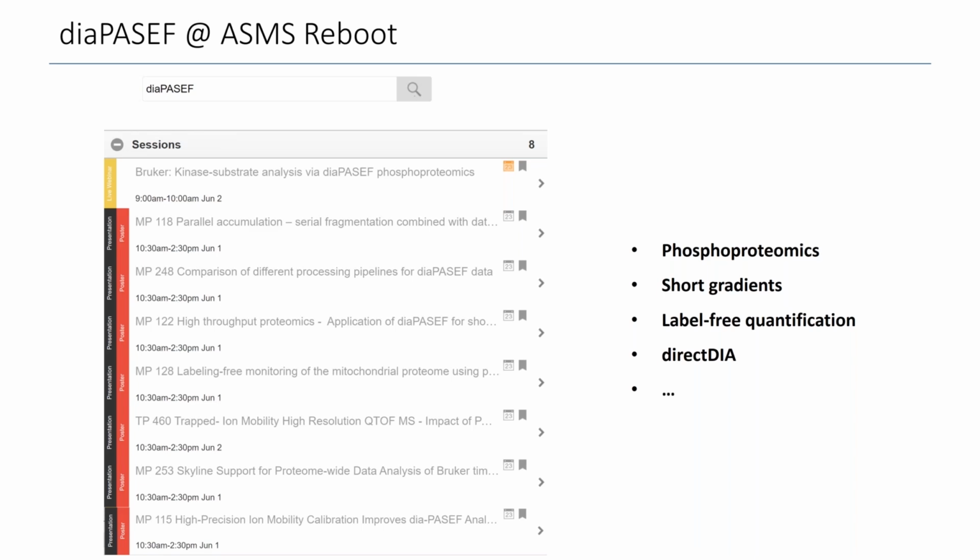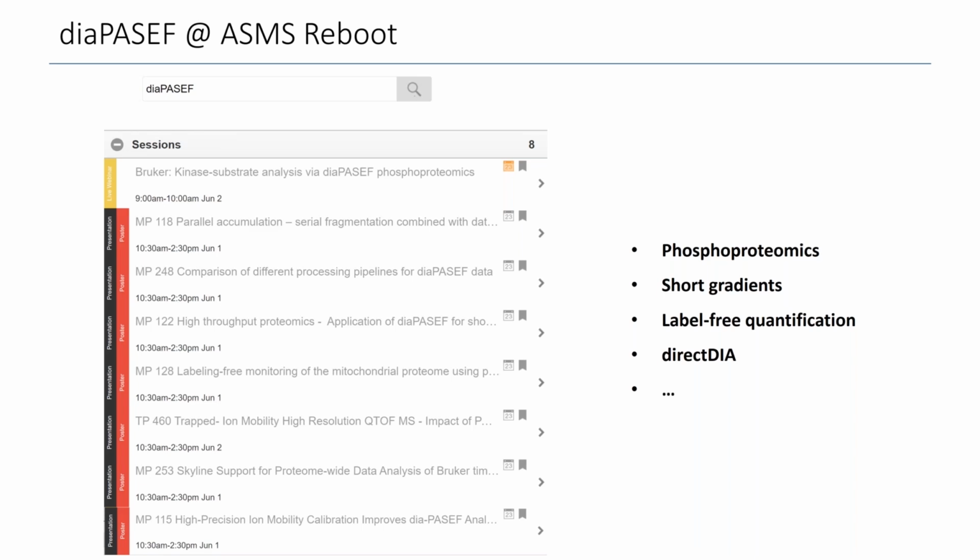So be it on phosphoproteomics or especially tuned to short gradients. And I think I also have seen something about using direct DIA in the new Spectronaut version with DIA-PASEF. So I think this is really a very exciting development for the future.